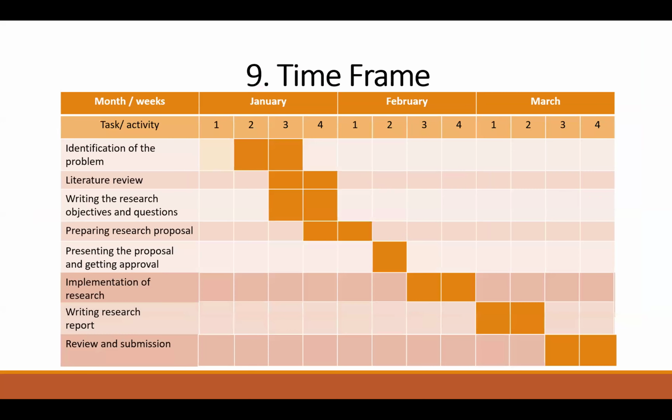Then this is my time frame. The first one is the identification of the problem. For identification, I took 2 weeks, January 2nd and 3rd week. For literature review, January 3rd and 4th week. For writing research objectives and questions, the same, January 3rd and 4th week. Preparing the research proposal, January last week and the February 1st week. Presenting the proposal and getting approval, the February 2nd week.